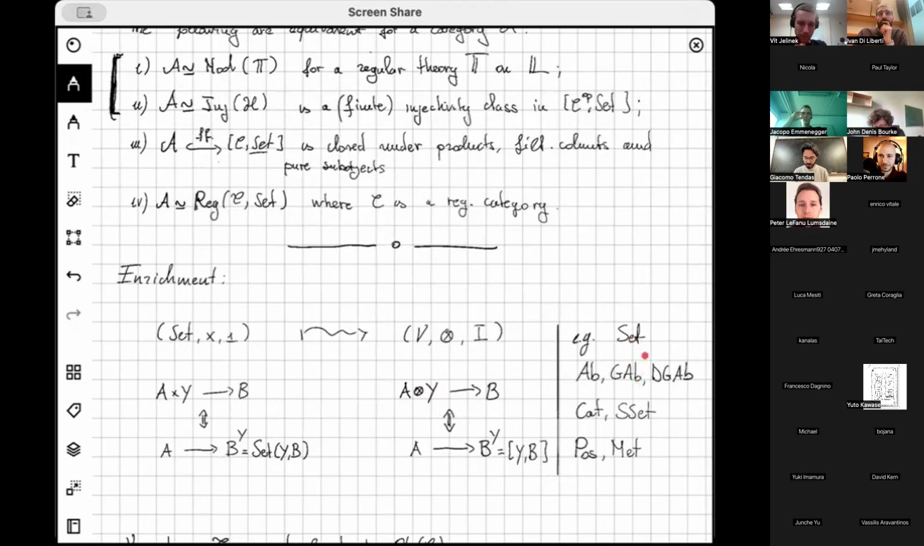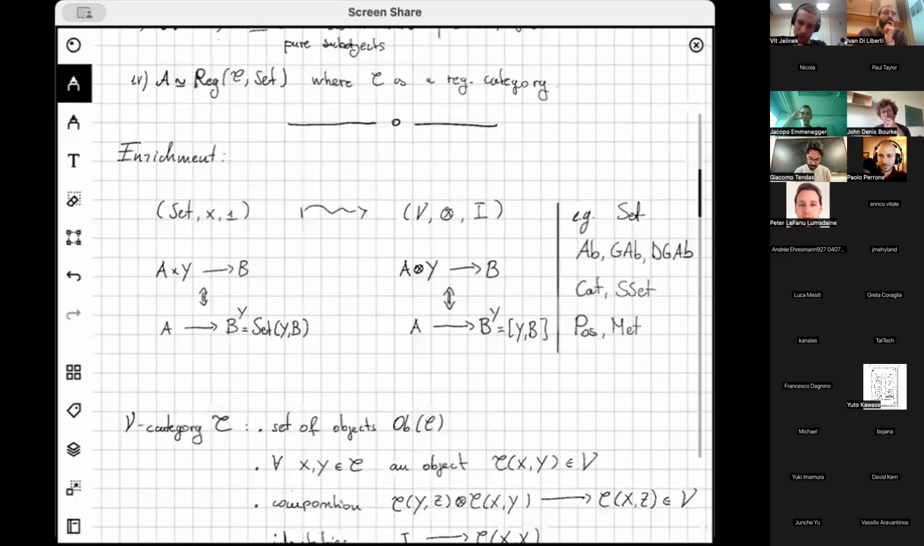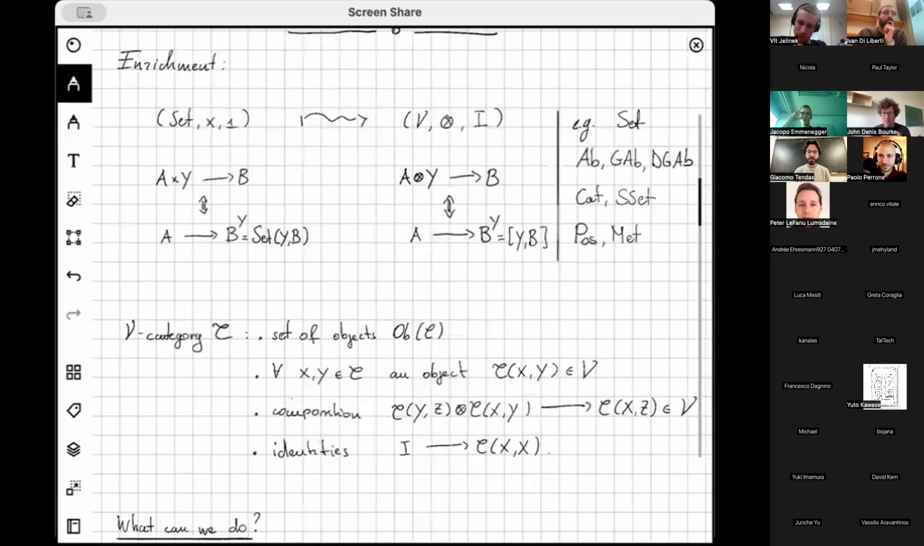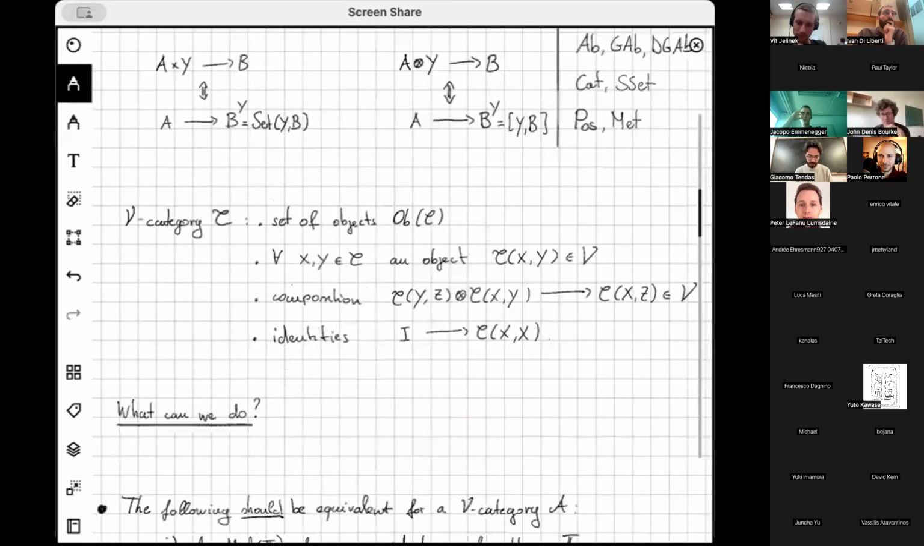Examples to keep in mind: Set if you don't care about enrichment, but also abelian groups, graded abelian groups, Cat if you care about 2-categories, or simplicial categories with simplicial sets, and so on. Okay, so once we have fixed this, here there was a reminder about what a V-category is, but you have hom objects instead of hom sets everywhere. So I'm sure many people will have seen some instance of V-category.